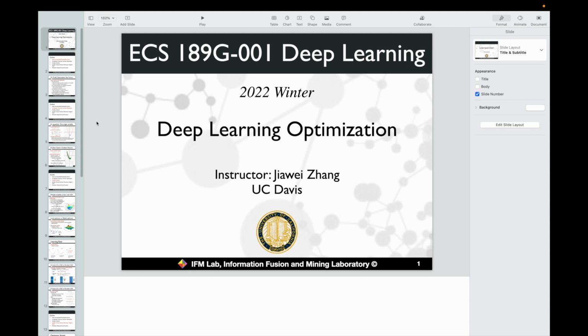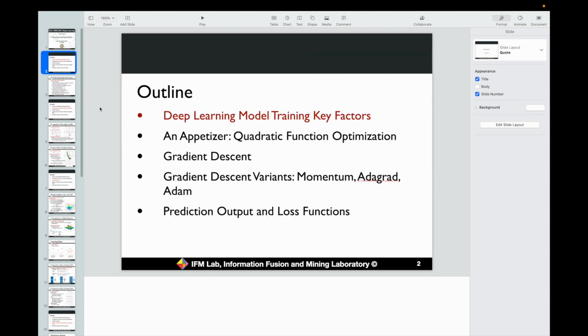training the models. This optimization area is very big, and what we can do is just provide you with some necessary background knowledge to help you understand the training process involved in training models in PyTorch, right? So here's the outline for today's lecture.